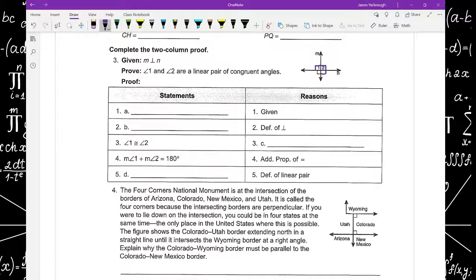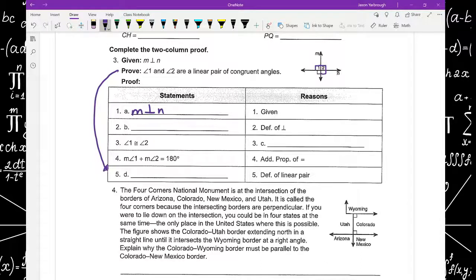So again, with a proof, you start off with what you're given. The thing that we were given is M is perpendicular to N. So let's go ahead and copy that down. M perpendicular to N. And again, the reason is given. We're going to skip the other parts for now, and what we're trying to prove is always the last step. Now, you do not put given for the reason of your last step, or prove for the reason of your last step. The only time you can put given is that first line, anything that you are given.